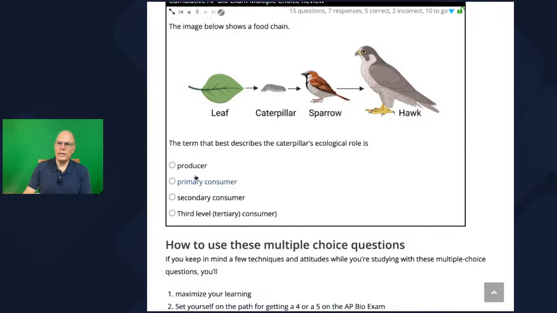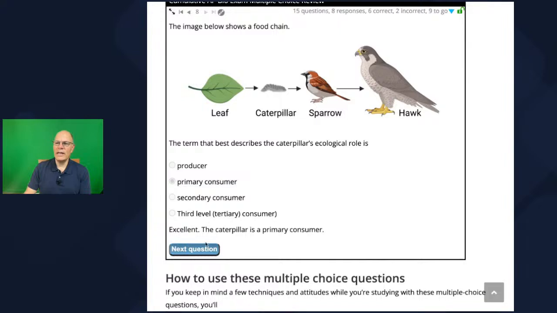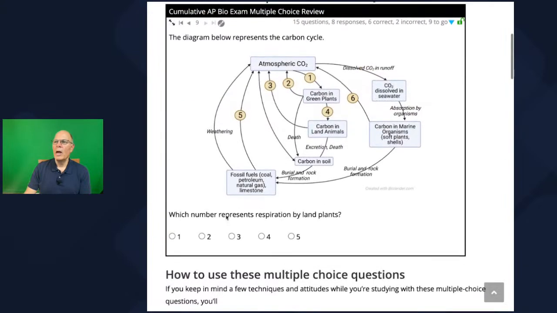Everyone's nailing this one. Indeed, it's 2, primary consumer. Well, what did I sing? I'm trying to remember the words to the food chain song, and it's failing me right now. But anyhow, it's a primary consumer. Excellent. The caterpillar is a primary consumer.